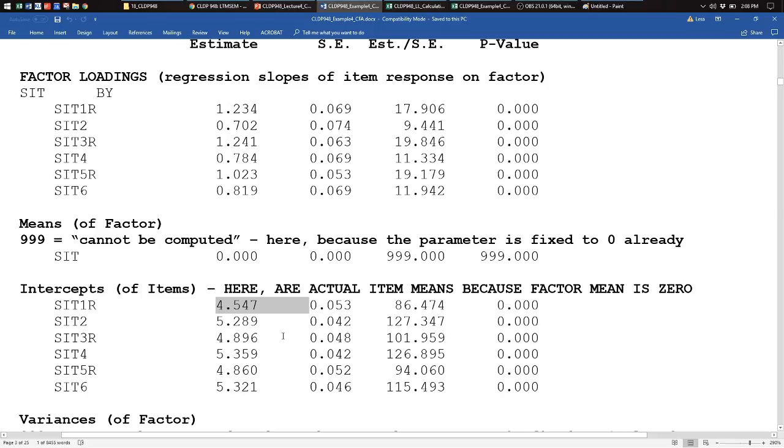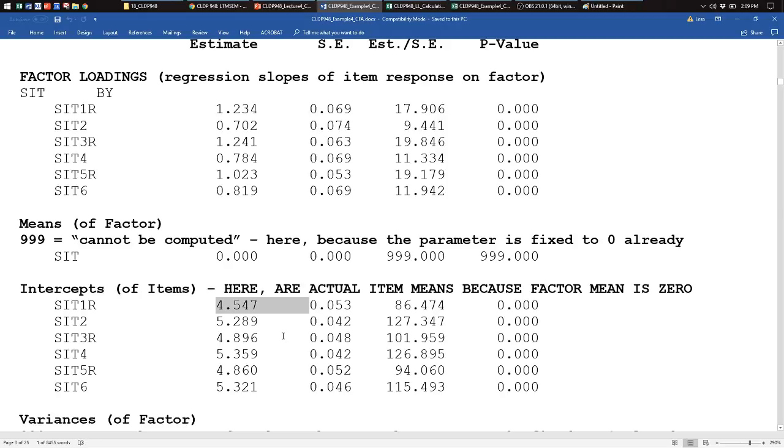So this item is on a scale of 1 to 7. So that means at the average level of the factor, at a factor score of 0, the expected answer to item 1 is 4.5. For somebody who has a factor score of 0, they're at the mean for the average person, in terms of their trait levels. The expected answer to item 1 is 4.5. For every unit higher factor, that expected answer of 4.5 goes up by the loading, 1.2.